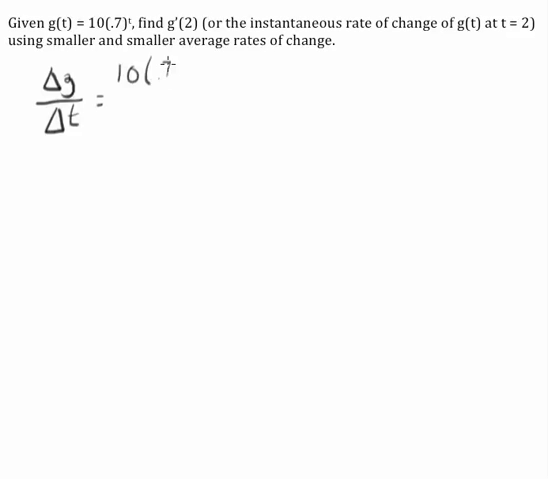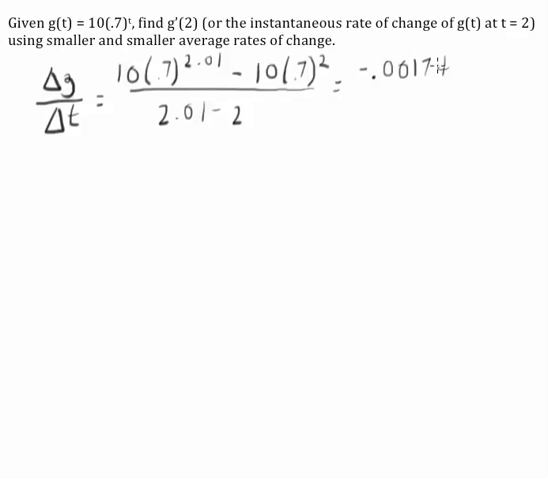For the first point, I'll use something close to 2. Let's try 2.01 minus 10 times 0.7 to the 2. I'm always going to be using 2 because I want to find the derivative at 2. And now I'm dividing by 2.01 minus 2. Okay, when I plugged this expression into my calculator, what I got for the numerator was this quantity.